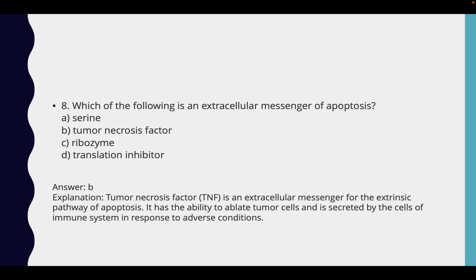When we talk about intracellular stimuli, it will also cause apoptosis. But intracellular stimuli, I mean, it will be nutrient deprivation or any genetic change or any kind of stress like osmotic or hypoxia. But when we talk about cytokines, these are extracellular. And here, the extracellular messenger of apoptosis is TNF.